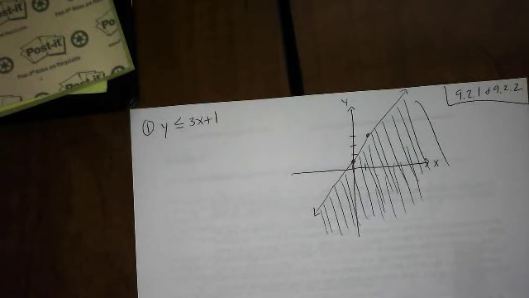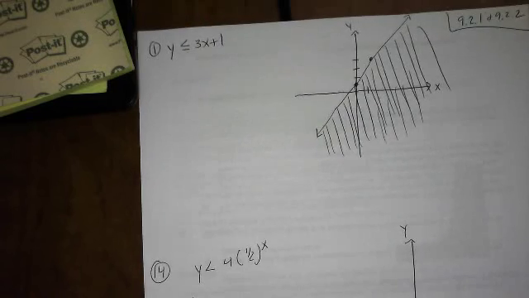But in general, if you have the inequality solved for y, you can just take this as shading above if it's greater than, or below if it's less than. Okay, so I think that's the right way to do that one.